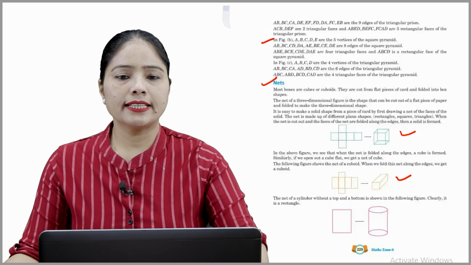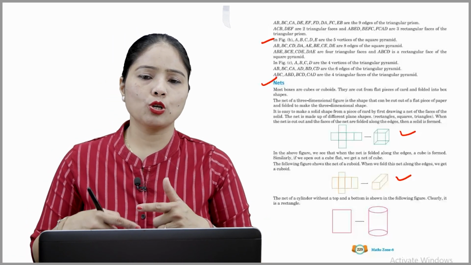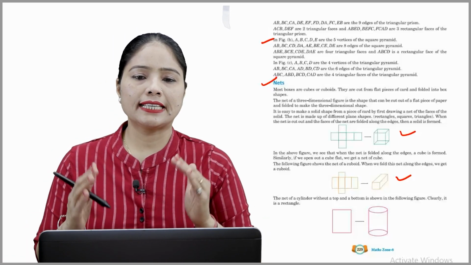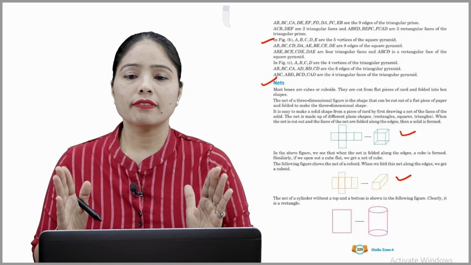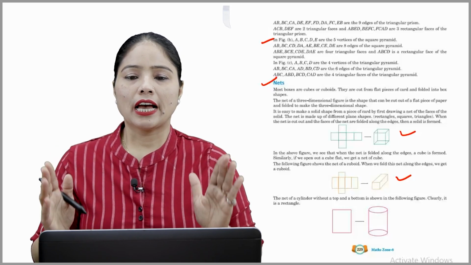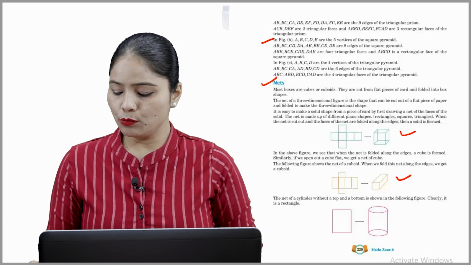The net of a cylinder without a top and a bottom is shown in the following figure. Clearly, it is a rectangle. Okay, beta? I hope you understood well. So now move on next.